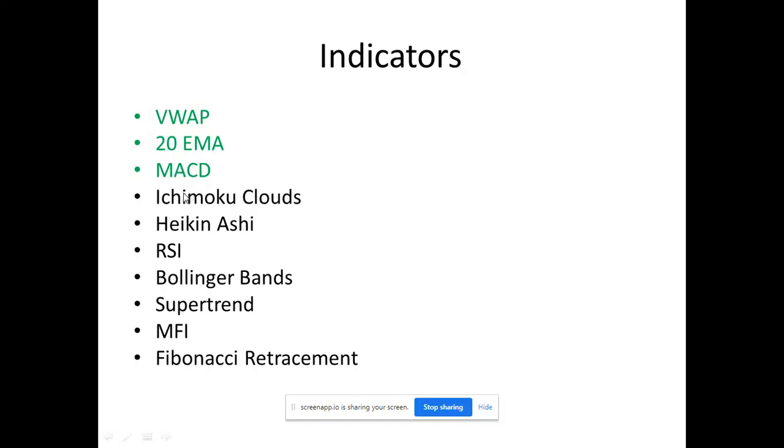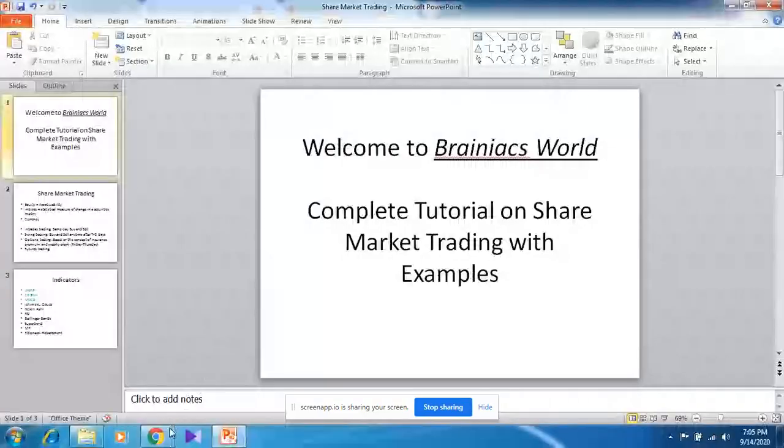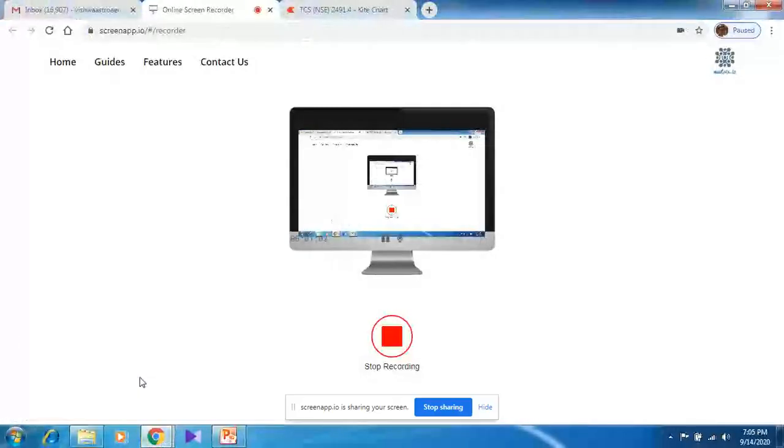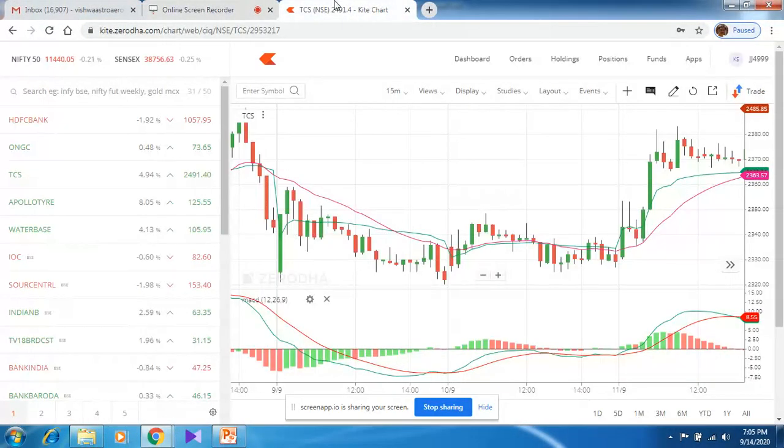So in this video, we'll try to cover as many indicators as possible. Okay, so let's move back to the Zerodha Kite platform. See, the basic thing you need to remember before taking up a trade is to try to identify whether the trend is bullish or bearish.